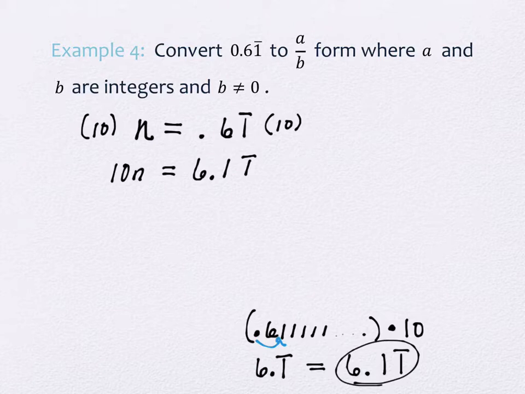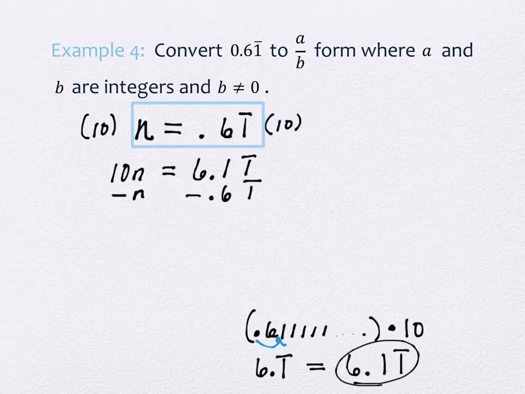But I need the repeating part to go away before I do any division. So I use the original piece of information to do a subtraction. I subtract n on the left, and I subtract 0.61 repeating on the right. And the reason I do that is because the 1 repeatings line up, and I need them to line up. If they don't line up, I can't continue. I can't simplify things. So this cancels.